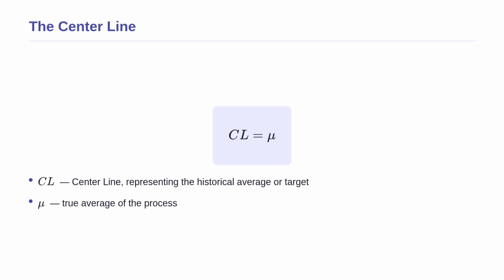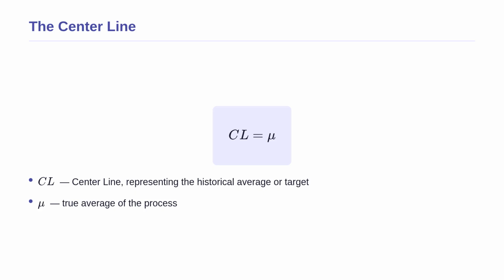Now that we understand the theory, let us look at the mathematical representation, starting with the anchor of our chart, the center line. The formula is beautifully simple. CL equals mu. Conceptually, this line represents the historical average, or the ideal target value that the process is constantly trying to hit. In this equation, CL stands for the center line, and the Greek letter mu represents the true average of the process.